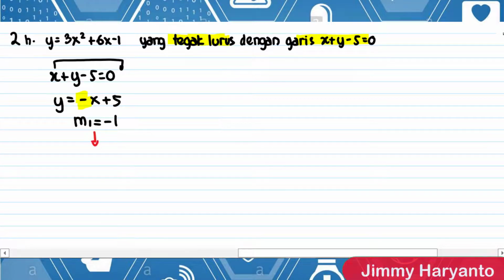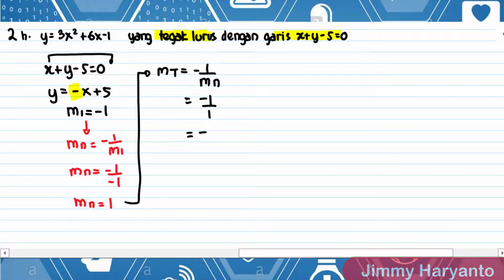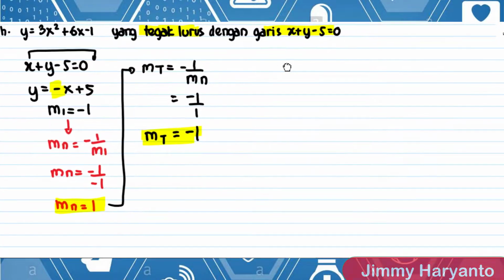And from this one, we can find the gradient of the normal using perpendicular. Perpendicular means negative 1 over m1. So the gradient of the normal will be negative 1 over negative 1, and the gradient of the normal will be 1. Okay, and then after this, I can find the gradient of the tangent from the normal. It will be negative 1 over m normal equals negative 1 over 1. Oh, it will go back to negative 1, the gradient of the tangent. So we already have the gradient of the tangent and the gradient of the normal.